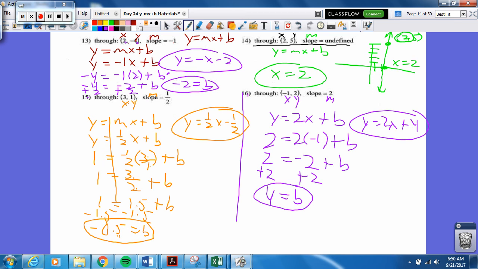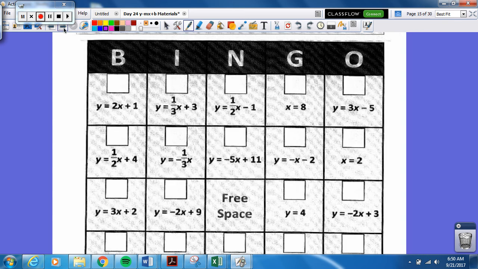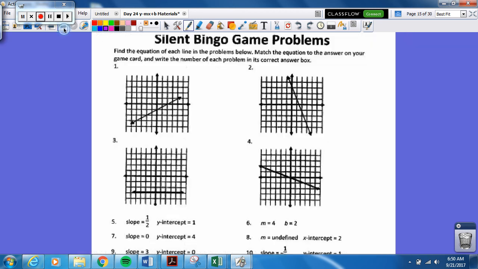Now, you're going to do a silent bingo game right here all by your lonesome. Silent bingo. This is how it works. So here's your board right here. On the next page right here, you have your problems. Here's how it works. So see these problems? 5 here, 7, 6, and 8. Those are the ones just like we did. These are the ones we did earlier in the week.